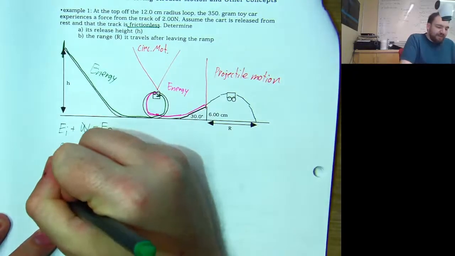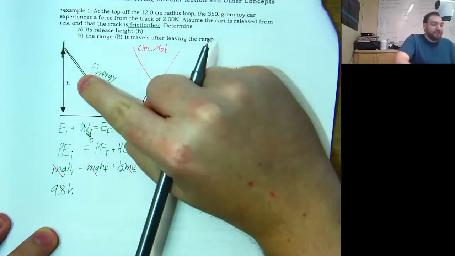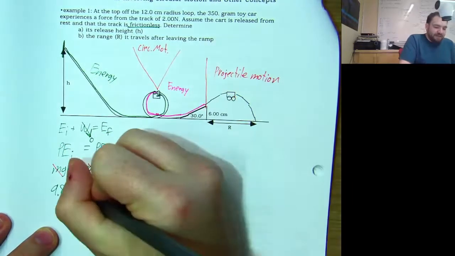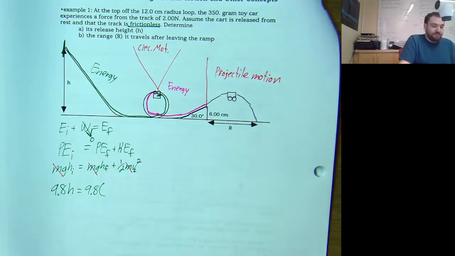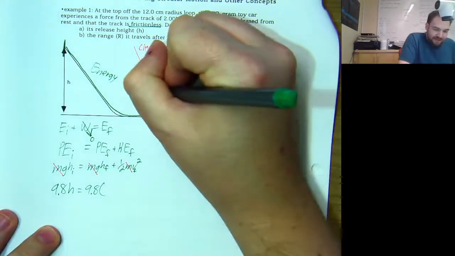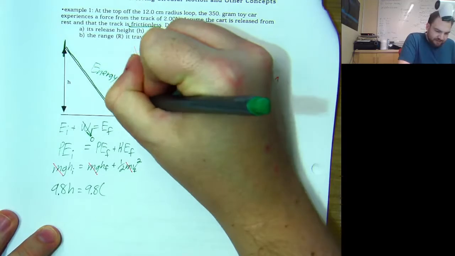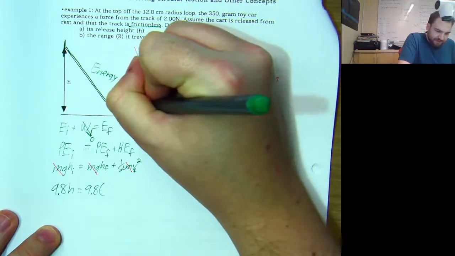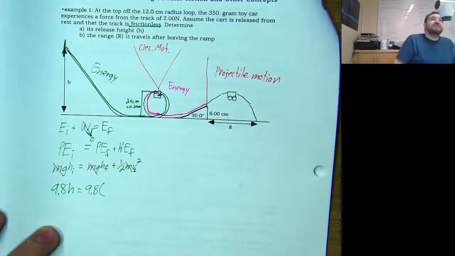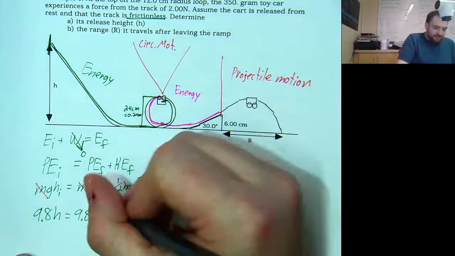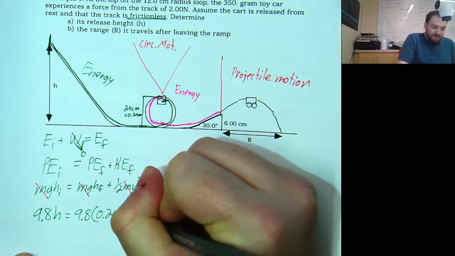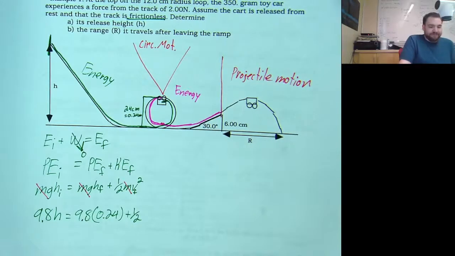So we've got 9.8 h. That is the initial height. We don't know it. That's what we're trying to find. That's going to equal 9.8. The final height is what? This is 24 centimeters, which is equal to 0.24 meters, because there is 100 centimeters in a meter. So that's going to be 0.24 meters plus 1/2 v final squared. We don't have that.